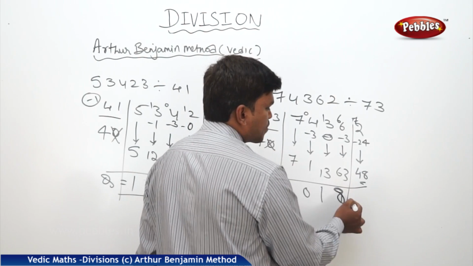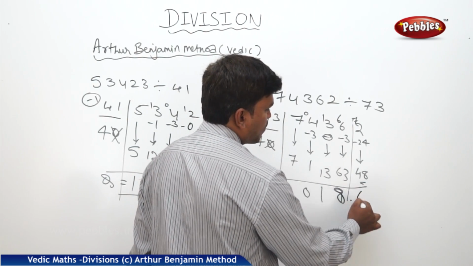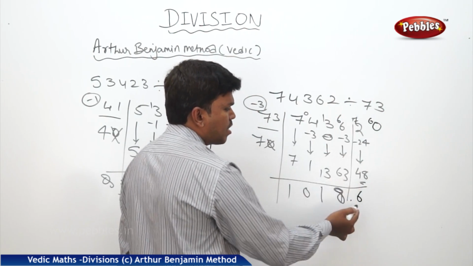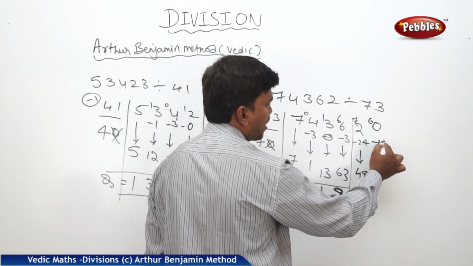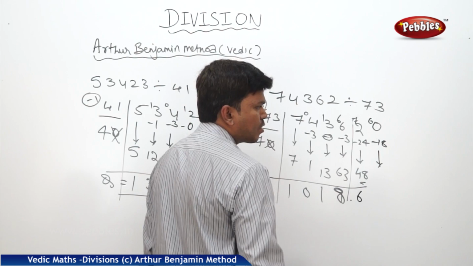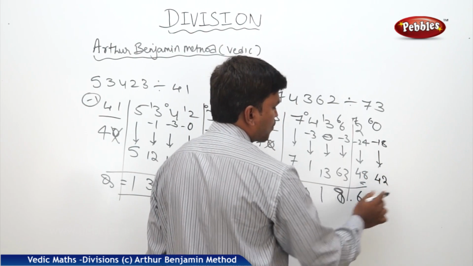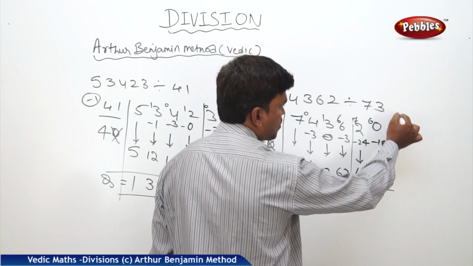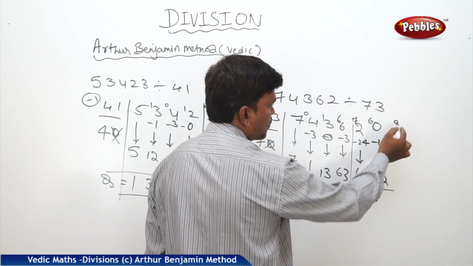Now 48, put a decimal point. How many times does it go? 7 6s are 42, remainder 6, or you can add a 0 after putting a decimal point. So 6 into minus 3, minus 18. So 16 minus 18 is how much? 5 by 4, 2, 42. So 7, how many times does it go? 6 times, remainder 0. Anyhow, one more 0.